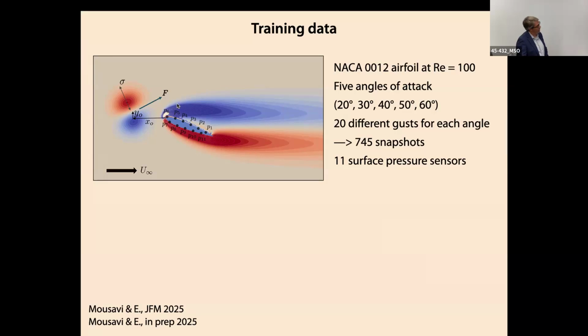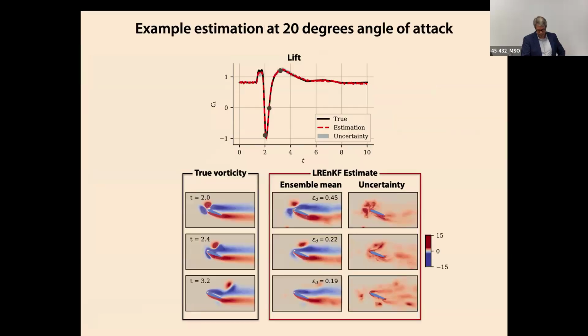So here's the training that we're going to do. We're going to take several different angles of attack with pressure sensors. This is a NACA airfoil at a very low Reynolds number. It's a very simple flow, but it's got enough complexity to be interesting. So these gusts here, like the ones I showed before, are vortex dipoles hitting this wing at different angles, different strengths, different locations, and we're going to just collect data.